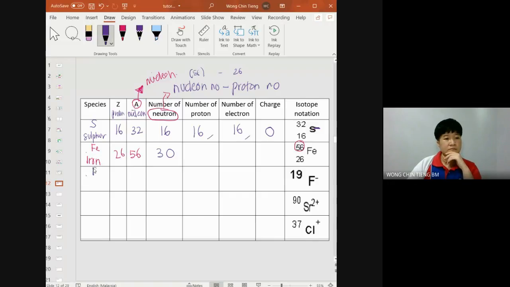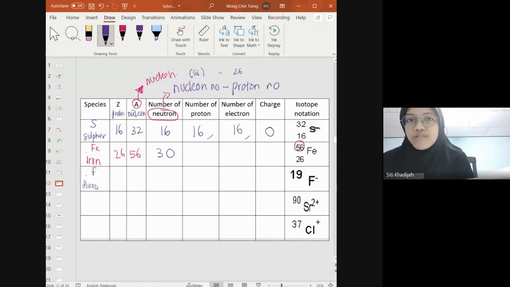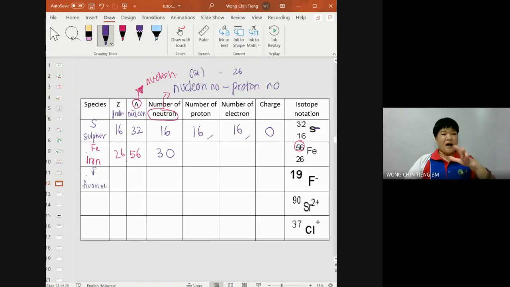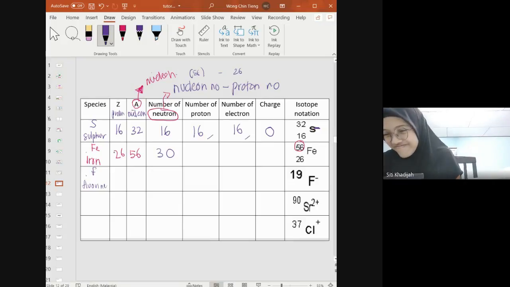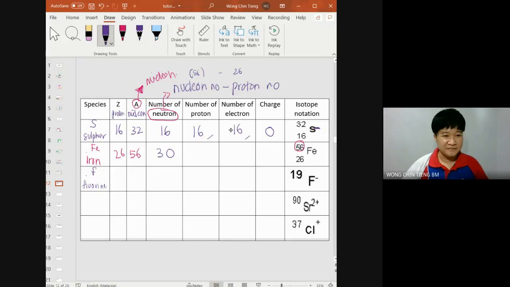Florin? Proton kosong. Khadijah, dia takkan jadi kosong. Okay. We finish off the iron first very quickly. Your proton number will remain 26. Correct me if I'm wrong, class. Because the ferrum over here, the charge is 0. Therefore, the electron remain 26. Agree? Perfect. Okay, we go to the fluorine.